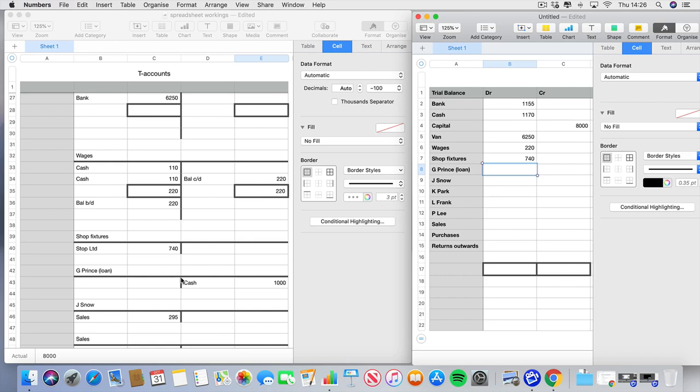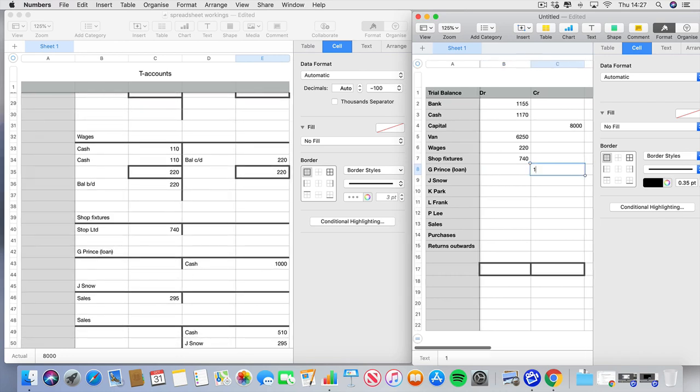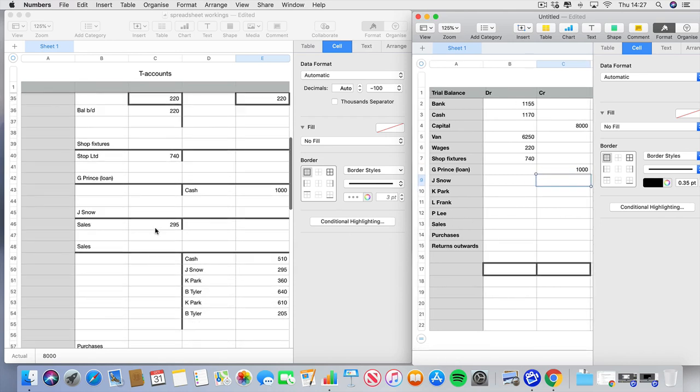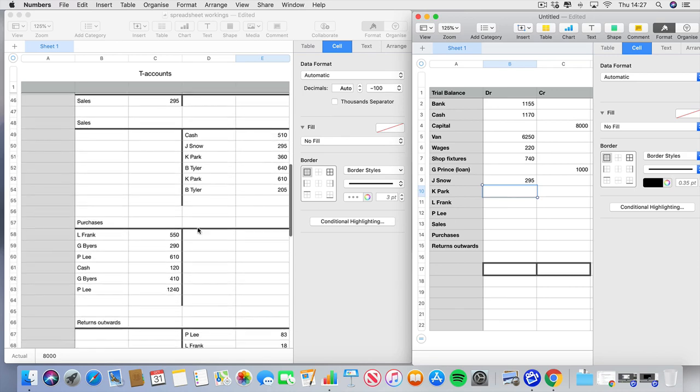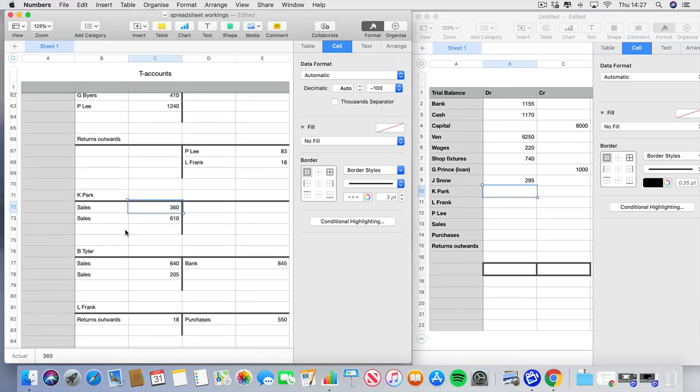G Prints is just a credit balance of 1,000. Okay, J Snow. Now J Snow owes us £295. K Park owes us those two invoices there, so the total of which is 970.